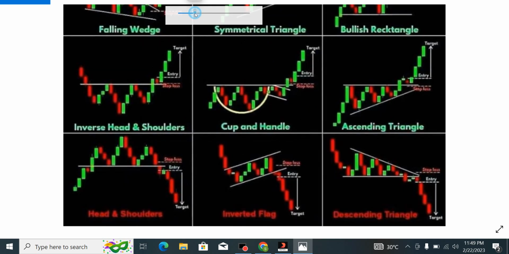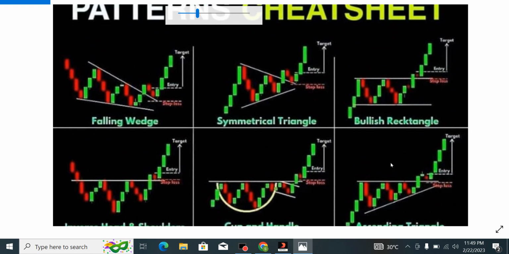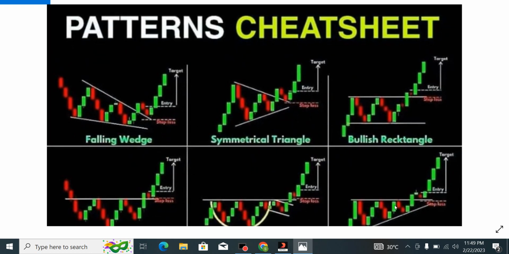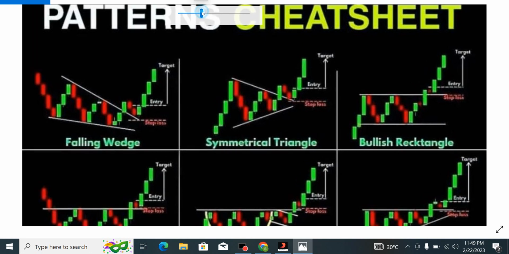I'm going to zoom it out so that you guys can see what I have here, so that we can do the analysis together. I will use this patterns cheat sheet to explain further on how to go about it. Let me zoom it out a bit again so that we see it clearly.